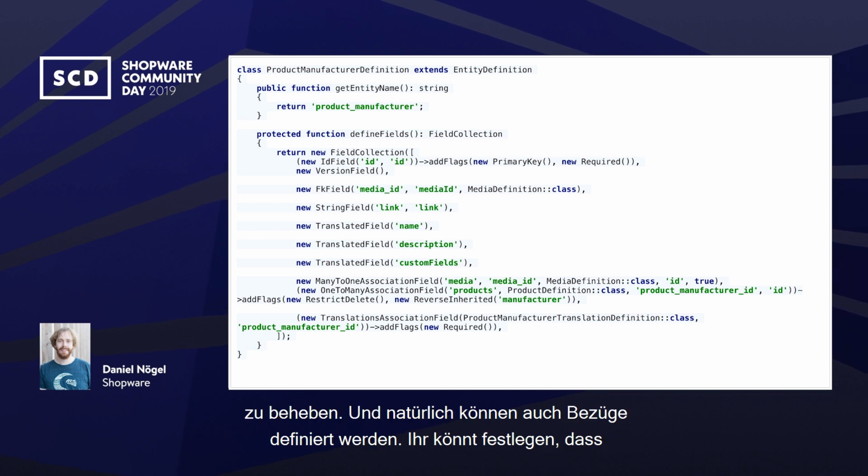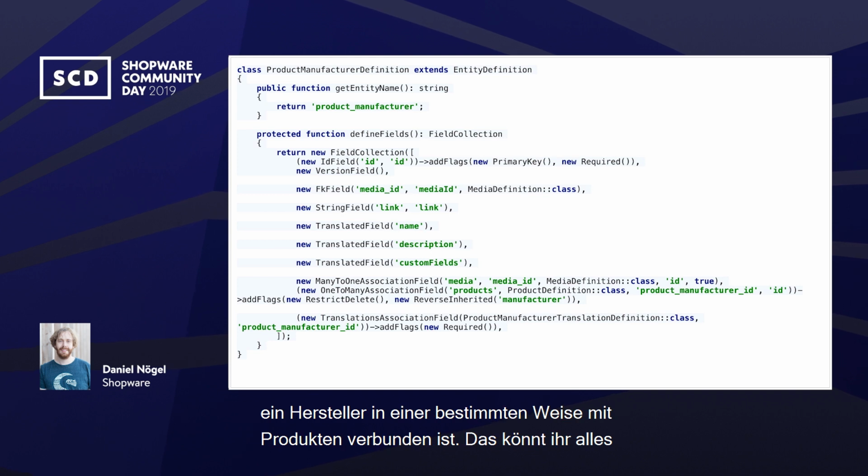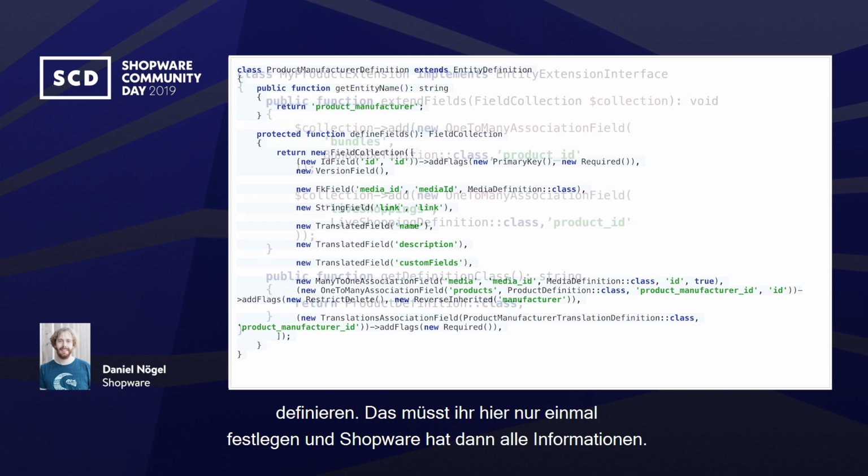And of course, it also knows about associations, so you can tell it that a manufacturer is somehow related to products, so you can define all that. So you need to do it only in this one place, and Shopware will know all the things about it then.